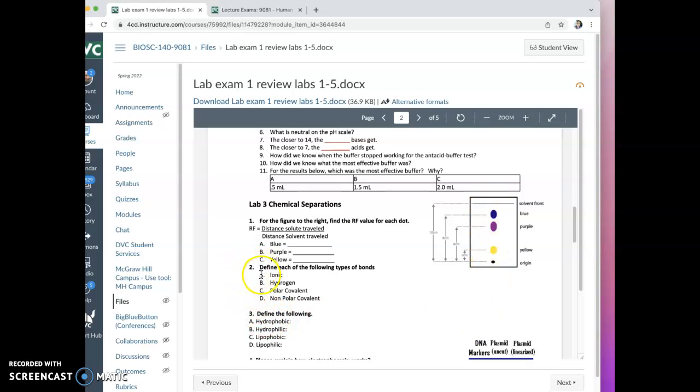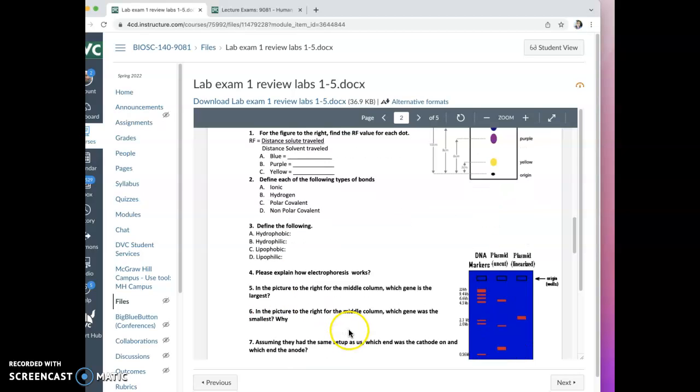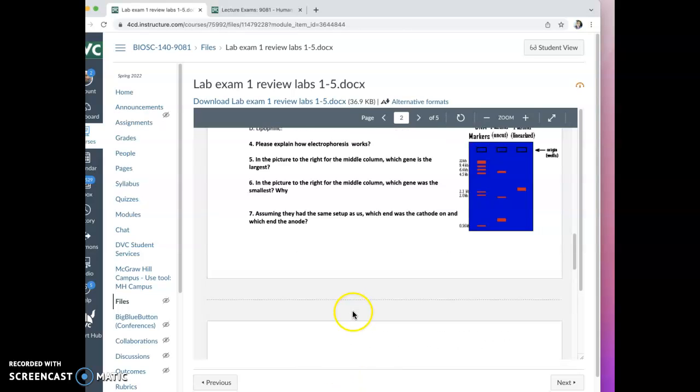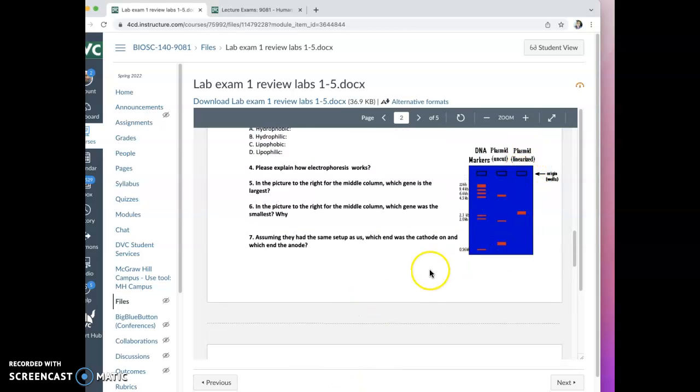Or I'll have definitions, ion, hydrogen, or definitions for bonds: ionic, hydrogen, polar covalent, nonpolar covalent. I'll have you explain procedures. This is an electrophoresis gel. How does it work? I'll ask you to analyze data. For this one, which one's the smallest? This one or this one? Why? So how do you set it up? Which side's the cathode, which side's the anode?